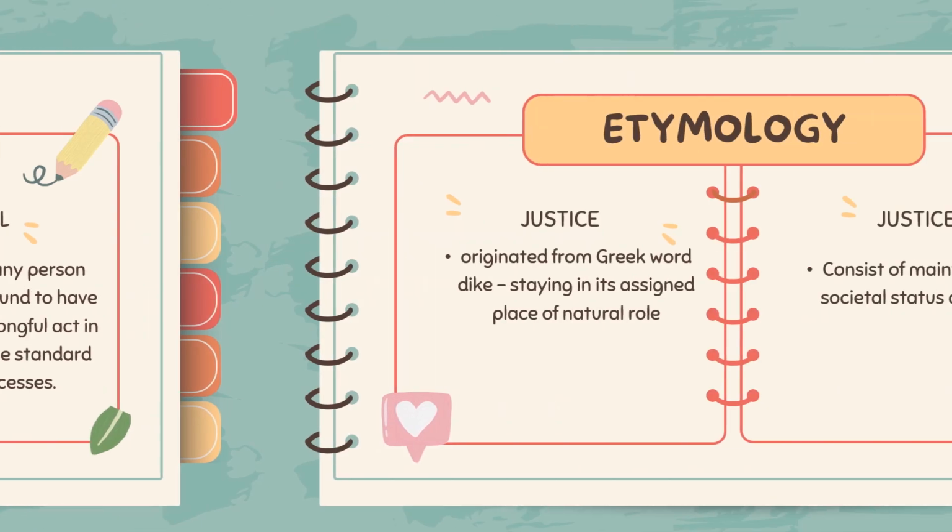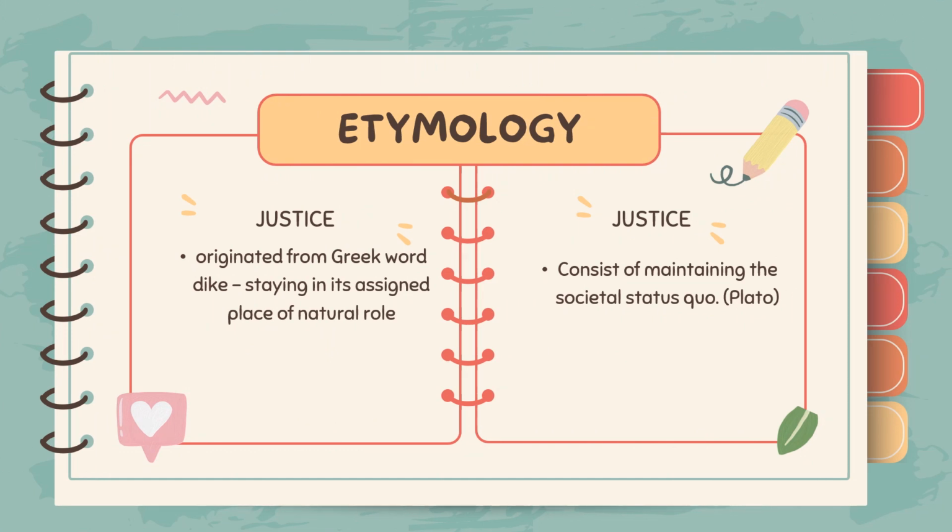Then we have the etymology of justice. When we talk about justice, it originated from the Greek word dike, which is associated with the concept of everything staying in its assigned place of natural role. According to Plato, justice consists of maintaining the societal status quo, whereas Aristotle's concept of justice is that if there is a lack of freedom and opportunity for some people, then he associated that justice with law. So if a person violated the law, he would be considered unjust.